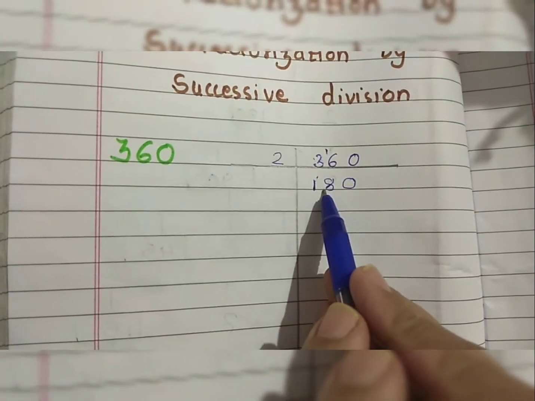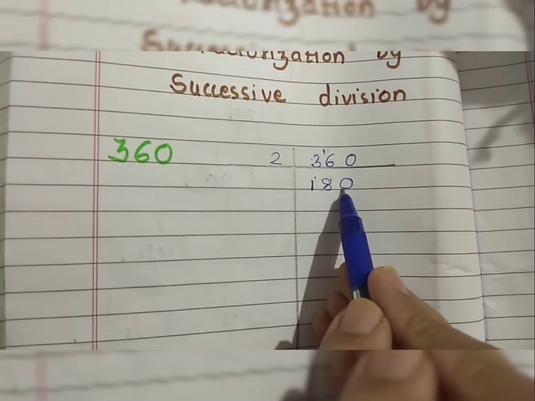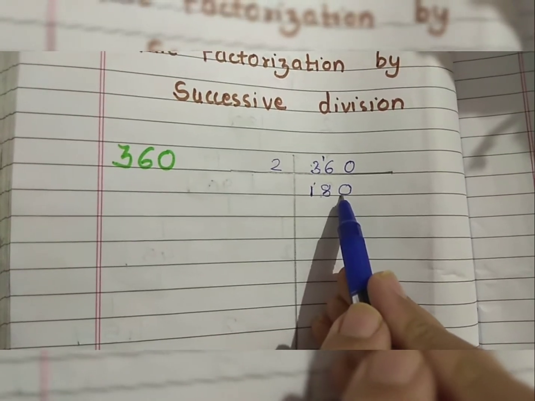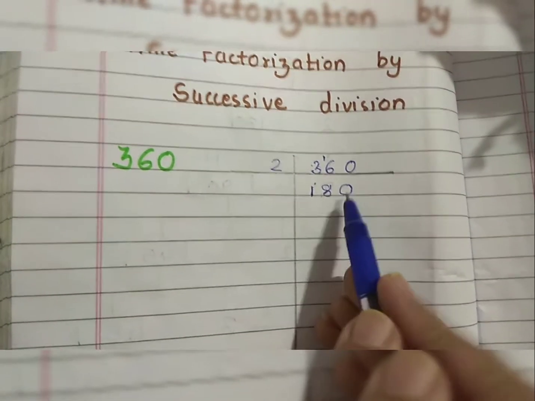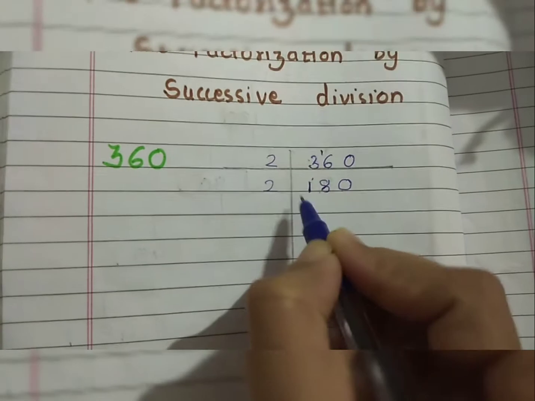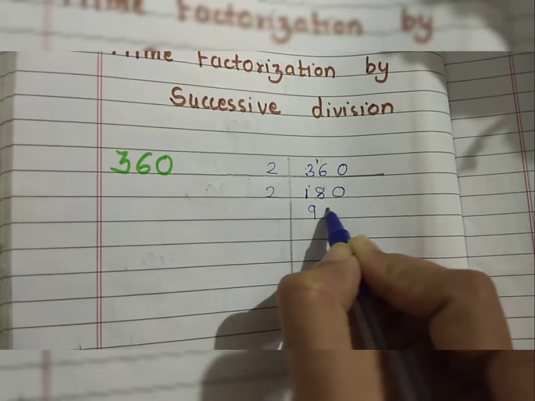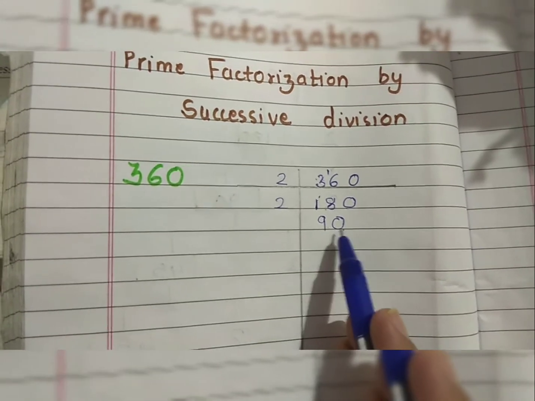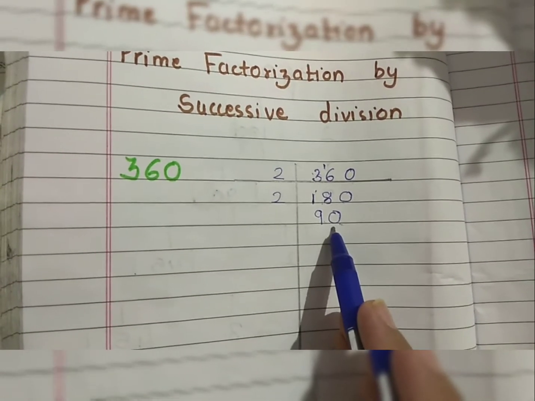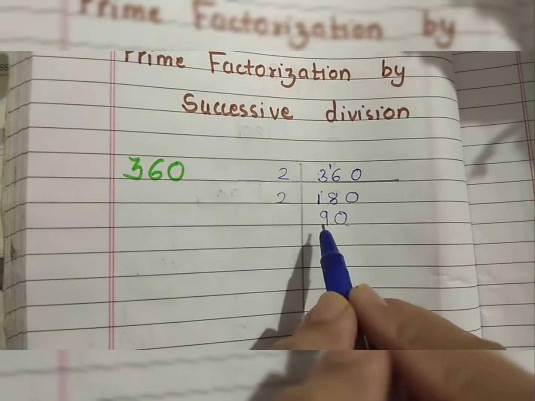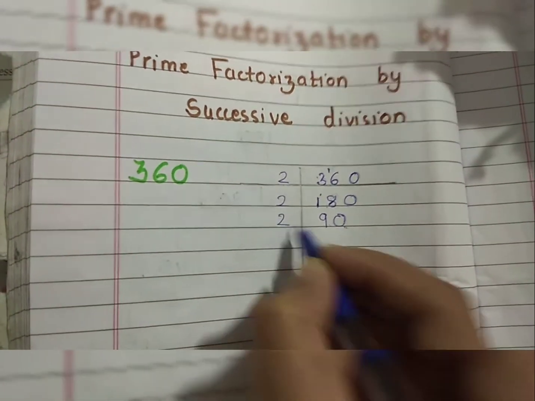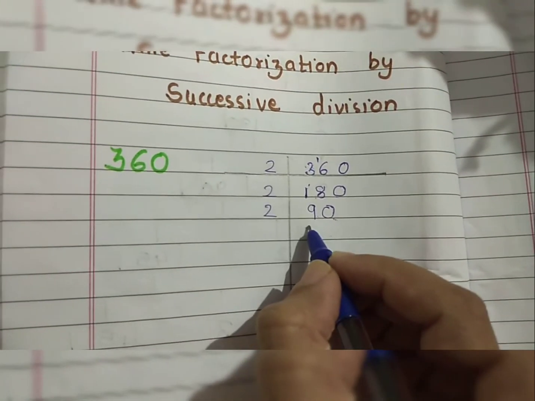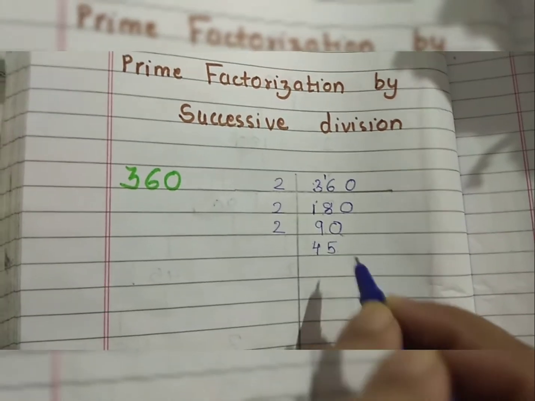Again we'll divide this 180 with the smallest prime number. So we can continue with the same number, that is 2. 2 9s are 18, 0. So here we have got 90. Now again this 90 you will divide it by 2. You will write down the quotient over here. If you divide this 90 by 2, your answer will be 45.